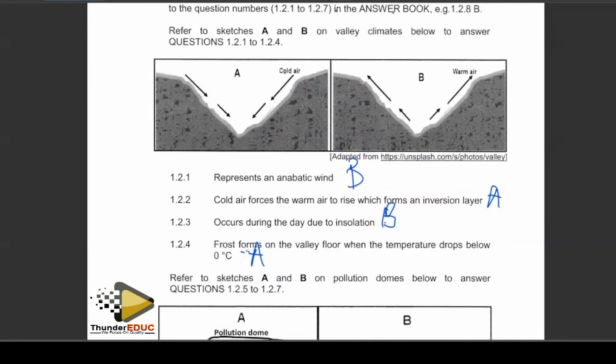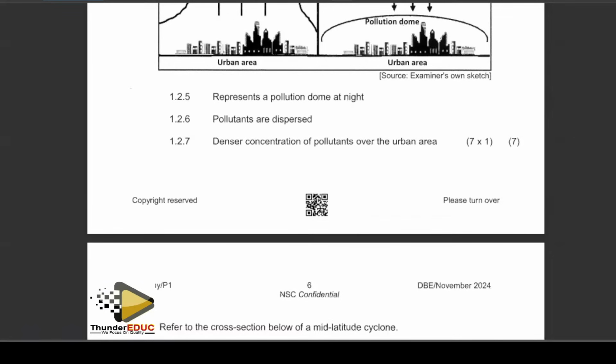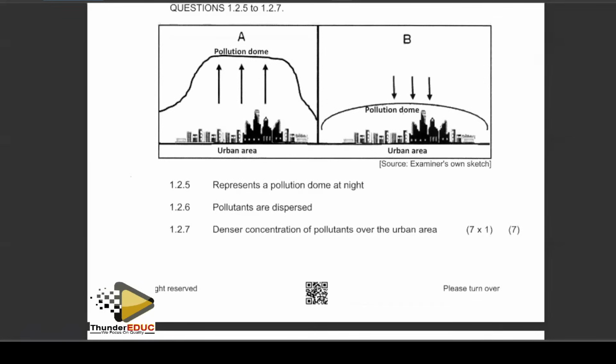Right. Our next question is based on the pollution dome. I will briefly describe the pollution dome and how they differ from the day situation to the night situation, just to give a background to the two concepts of a pollution dome. But what we should note before we answer those questions, do not confuse a pollution dome with an urban heat island. That is a typical confusion that most learners have.